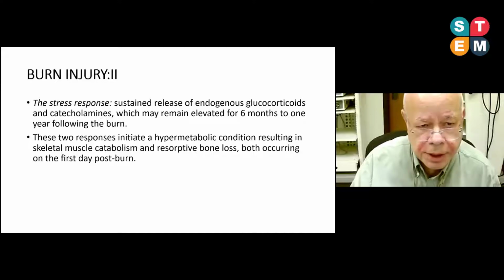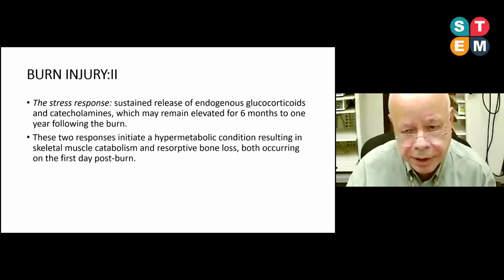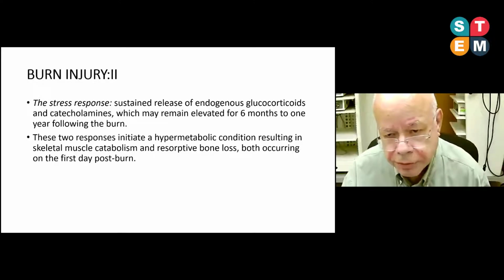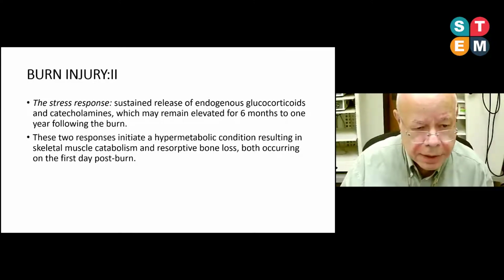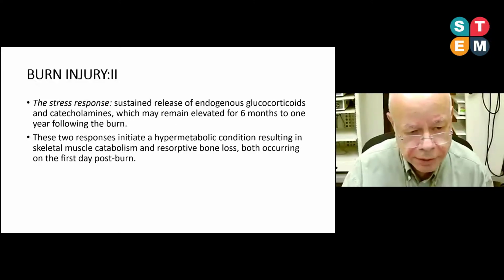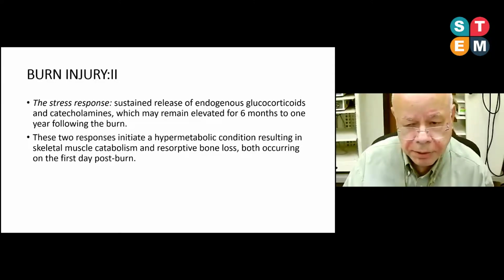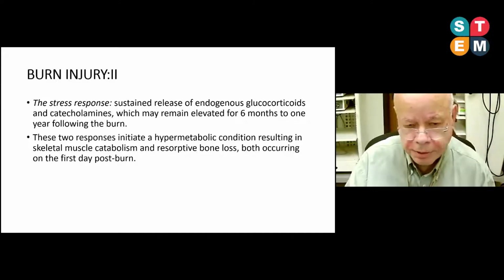And also the stress response. This involves the sustained release of endogenous glucocorticoids and catecholamines, which may remain elevated for between 6 months and a year following the burn. These two responses initiate a hypermetabolic condition, resulting in skeletal muscle catabolism and resorptive bone loss, both occurring starting on the first day post-burn.